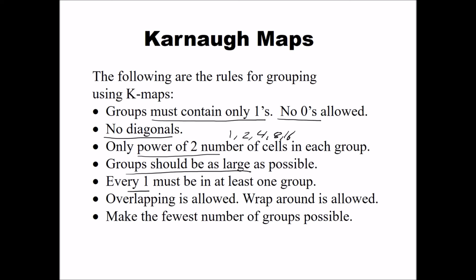You have to circle every single one. You're not allowed to have a one not grouped. You're allowed to overlap, as you know. And you want to make the fewest number of groups you possibly can, because that's how you're going to end up with the simplest Boolean expression. And that's it.